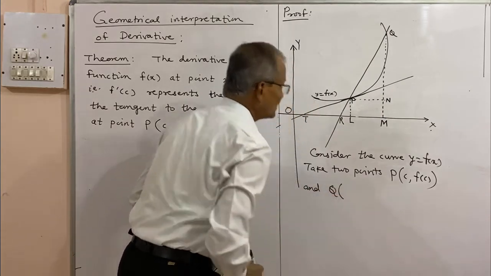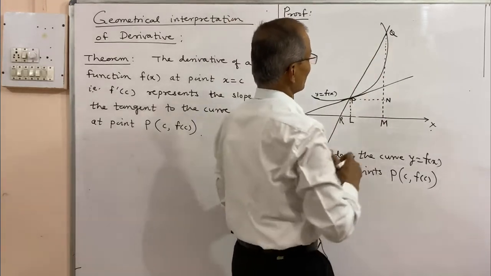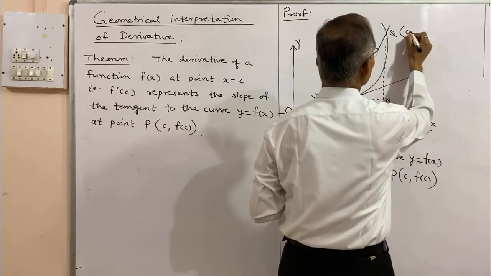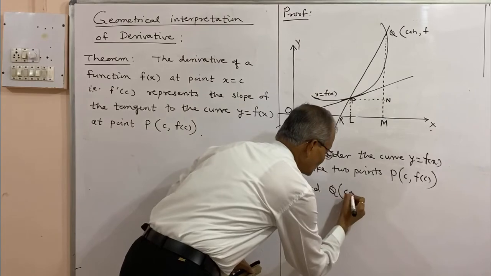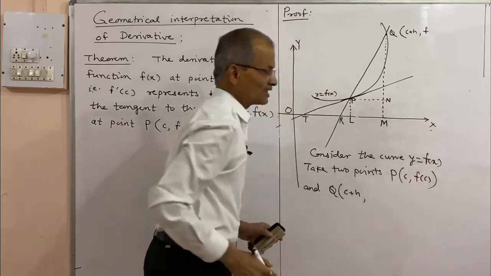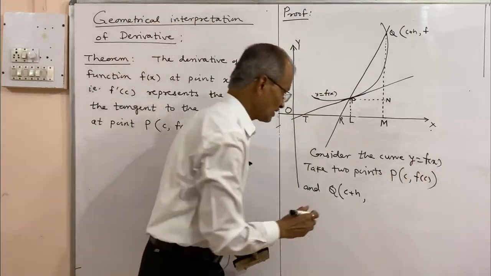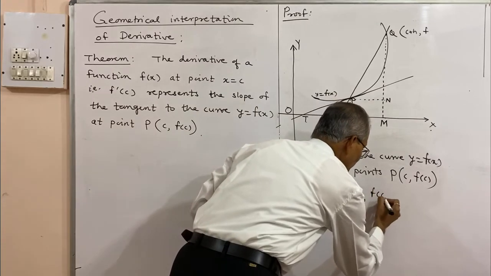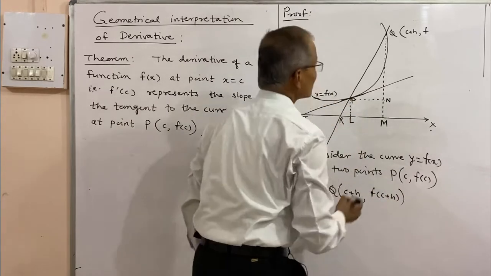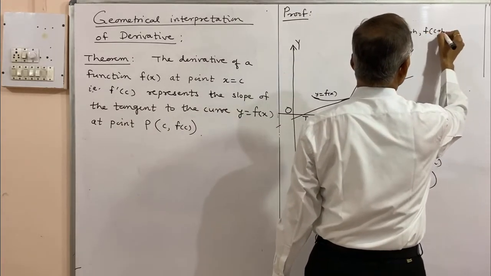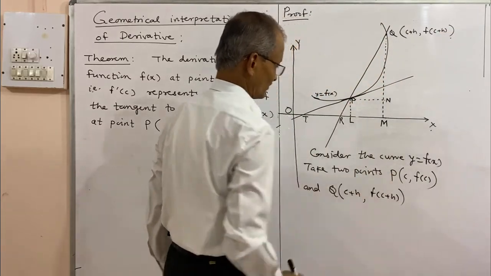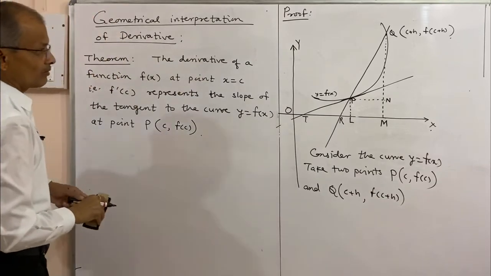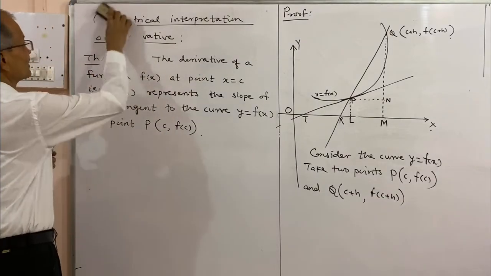Q. Now we consider the x coordinate of Q as C plus H. What will be its y coordinate? Its y coordinate will be, by this, y is equal to f of x. That means f of C plus H. So this is f of C plus H. And the coordinates of P we have written C, f of C. Now what will be the length PM that we shall write?